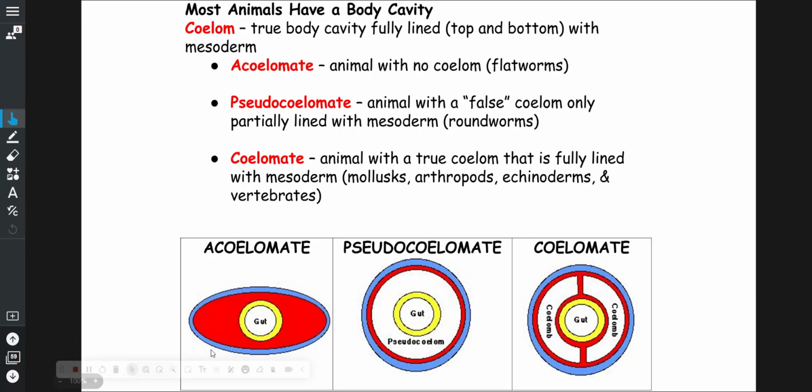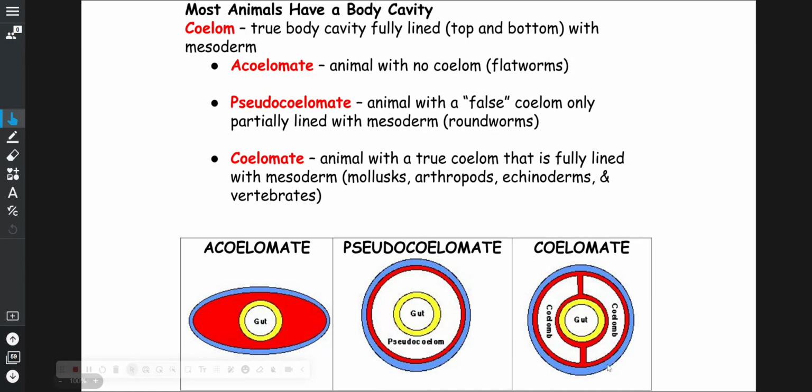So flatworms would be like this first picture here. They have no space around their gut or digestive tract. They are flat, literally flat. A means without a coelom. Roundworms, pseudocoelomates, pseudo meaning false, like the pseudopods, the false feet of amoebas. They do have space around their digestive tract, but it's not lined. So it's a false coelom.